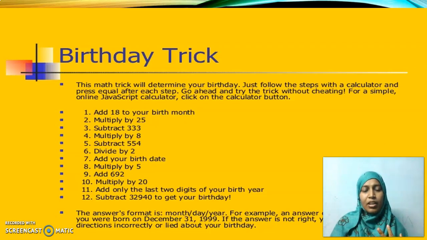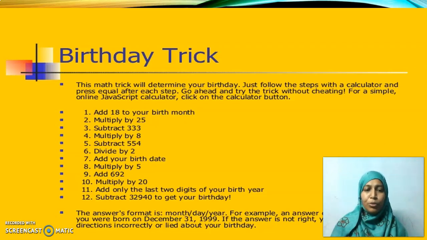First add 18 to the birth month, then multiply by 25, then subtract 333, then multiply by 8, then subtract 554. It will take some time, my dear children. You can pause the video, see the steps and continue. Subtract 554, then divide by 2.